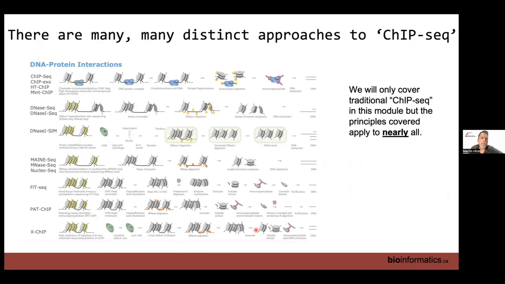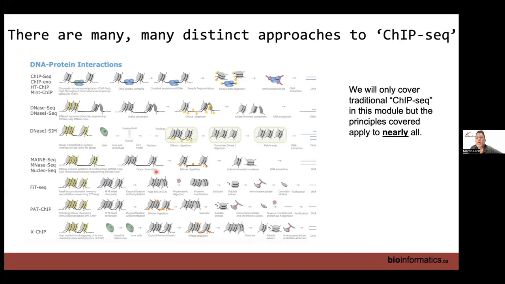Okay, so there are many, many different approaches to ChIP-seq. There are ChIP-seq protocols that use cross-linking. There are ChIP-seq protocols that use cross-linking followed by sonication or some methodology for shearing. There's native ChIP-seq that uses MNase activity. There is ChIP-seq that uses transposons, and so on. Indexing prior to IP, indexing after IP, et cetera.